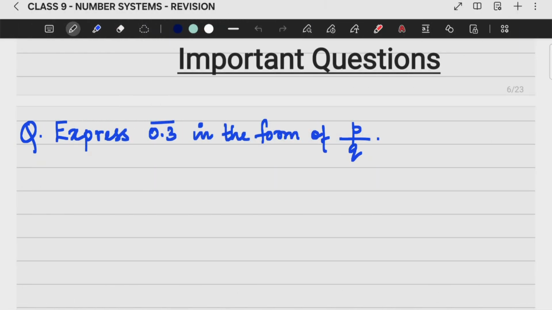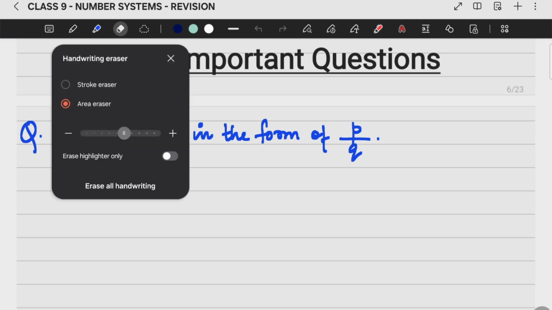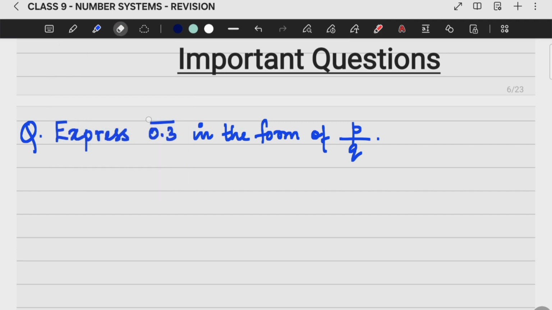Today is the third day of us solving questions related to number systems. In today's video, we will see how to express a repeating decimal in the form of p by q. In the question, you have to express 0.3 bar in the form of p by q. Let me write it correctly. This is 0.3 bar.